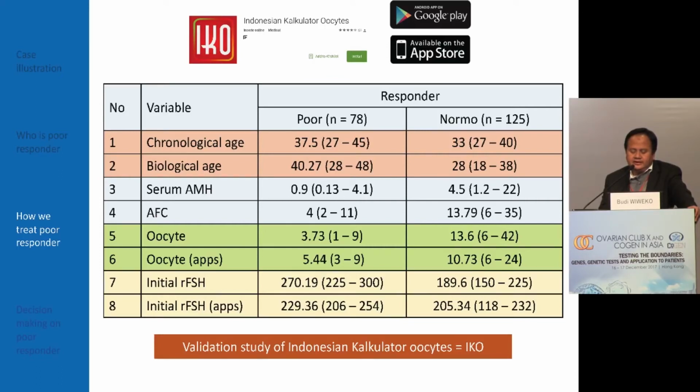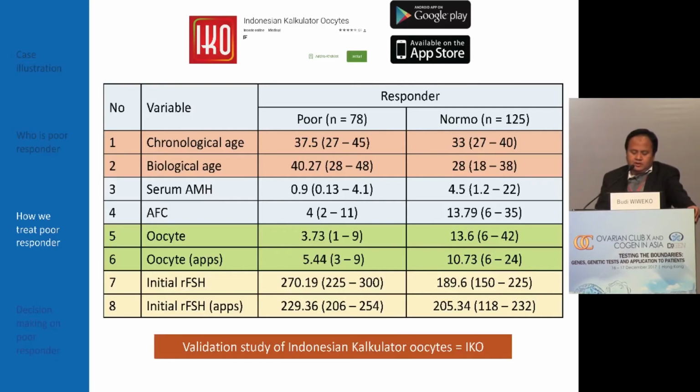The calculator predicts that the poor responder group will have around 5 oocytes, compared to 4 in the real data. And for the normal responder, the calculator predicts around 10 oocytes, compared to the real data of around 13 oocytes. And then, how about the initial recombinant FSH?